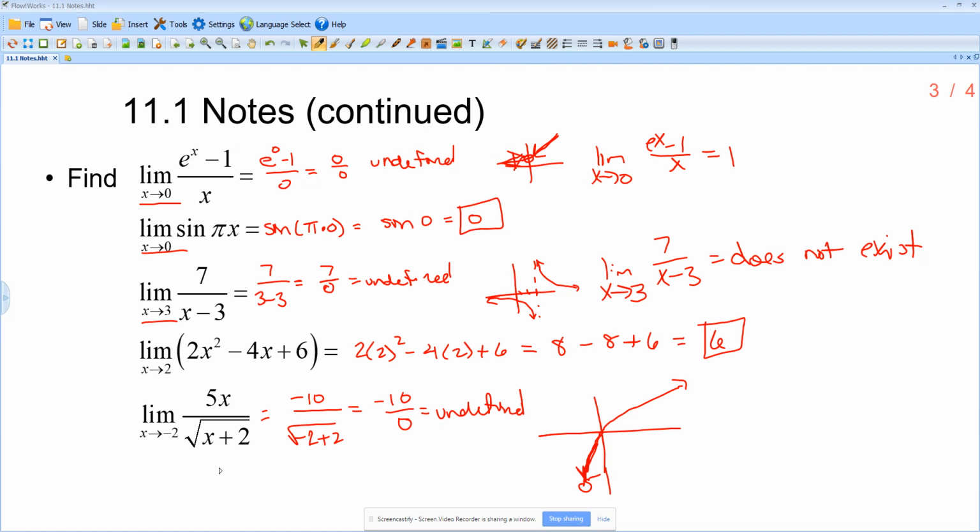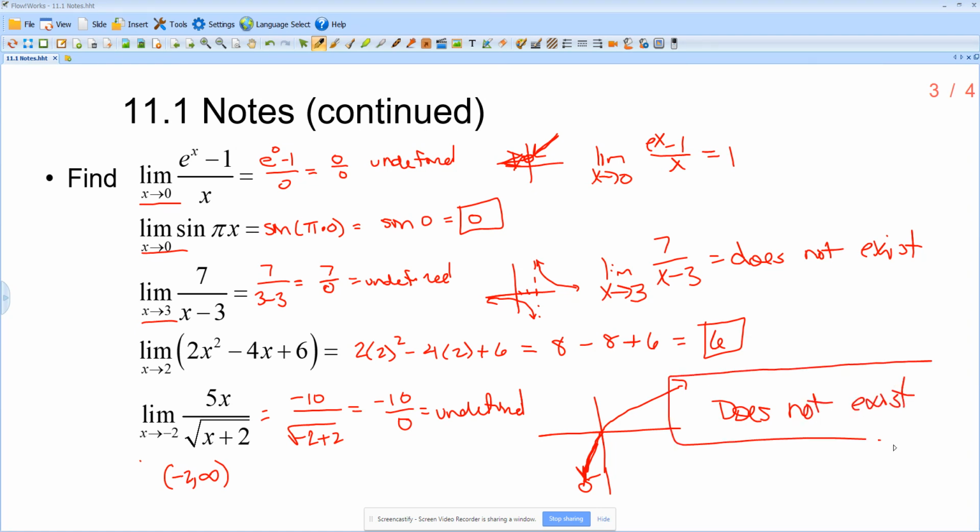Because there's a domain restriction here, this function only exists from negative 2 to infinity, not including negative 2, because that would give me 0 in the denominator. So that means this function exists to the right of negative 2, but it does not exist to the left of negative 2. Therefore, it cannot meet the condition of having the same limit from the right as it does from the left, because it doesn't have a left. So the overall limit here does not exist.